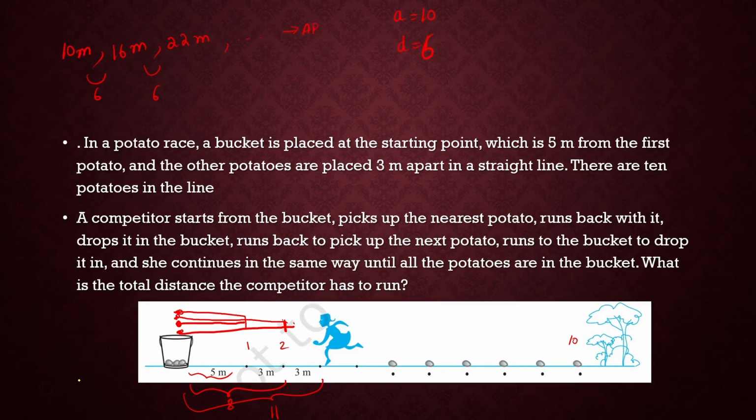Now what is the total distance that she's going to run? They've asked that thing. So what is the value of n? That is equal to 10 because there are totally 10 potatoes. You have to find the value of S10. That is equal to n by 2 into 2a plus n minus 1 into d.